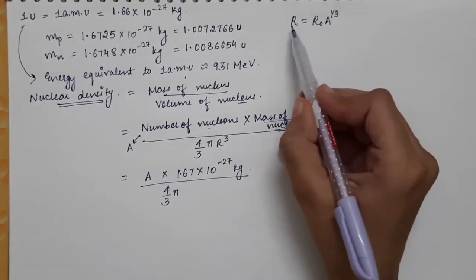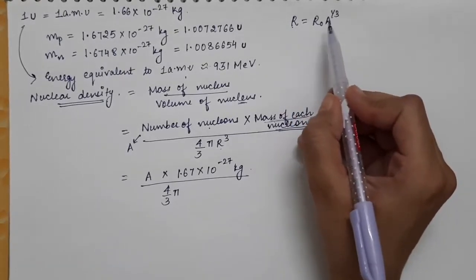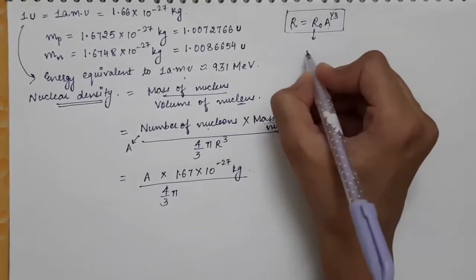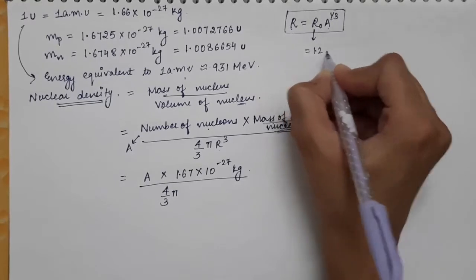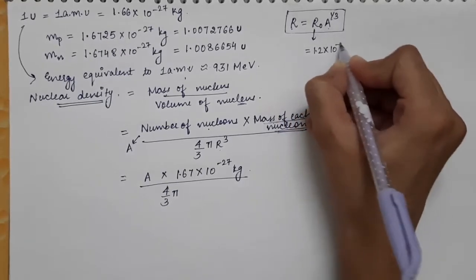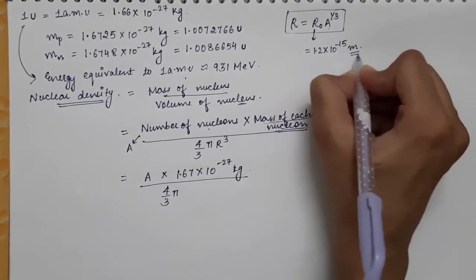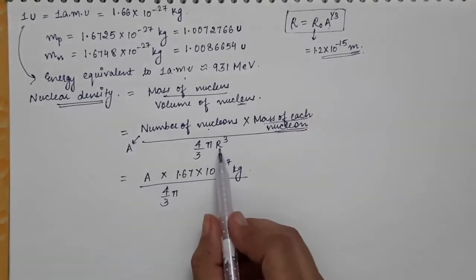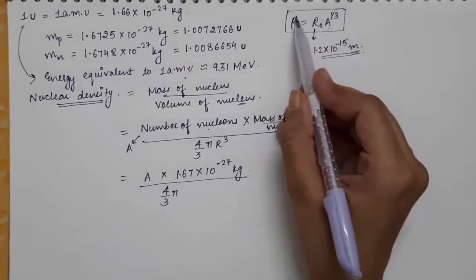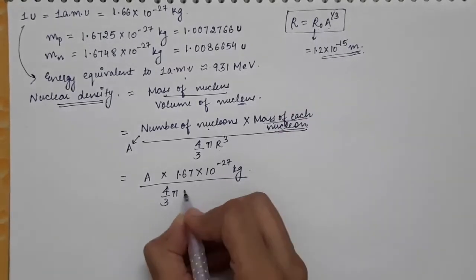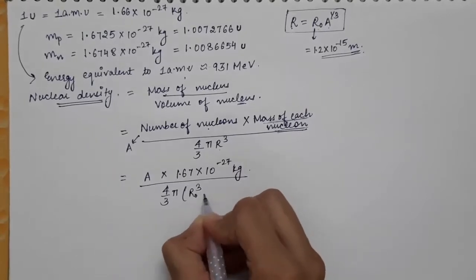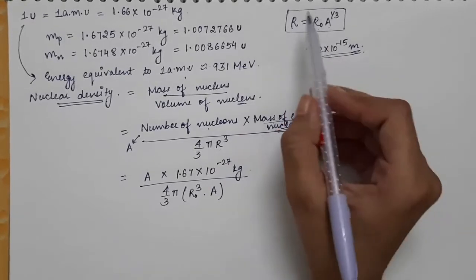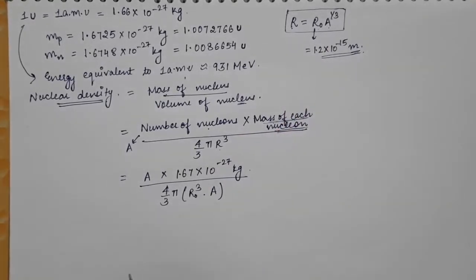The radius of a particular nucleus is equal to r0 times A^(1/3). So the radius of a nucleus whose mass number is A is given by this formula, where r0 is a constant equal to 1.2 fermi, that is 1.2 × 10^-15 meter. We put this in and we get r³ equal to r0³ times A, so you cube both sides and you get this formula.